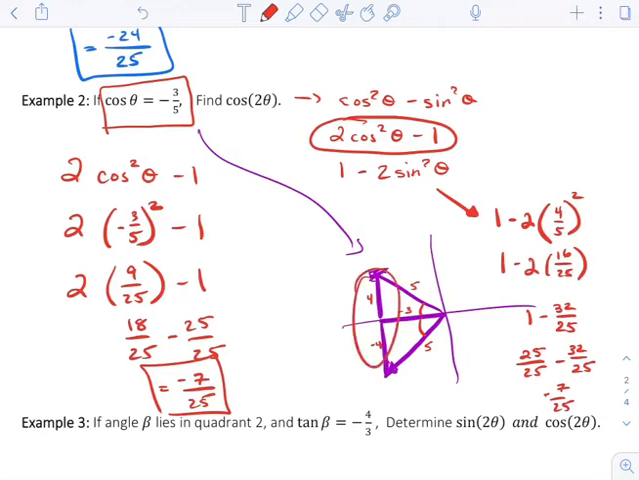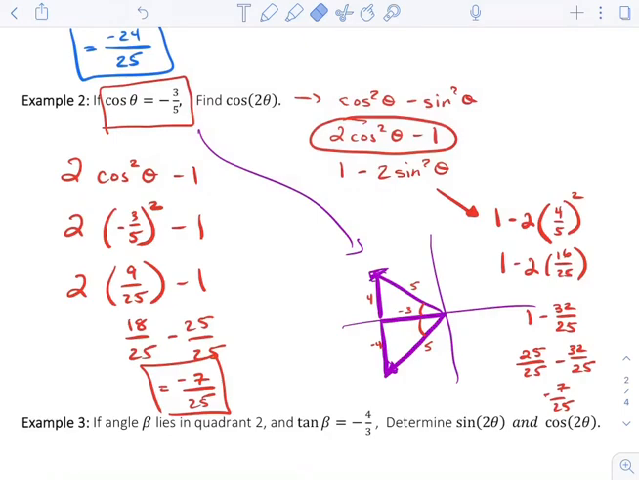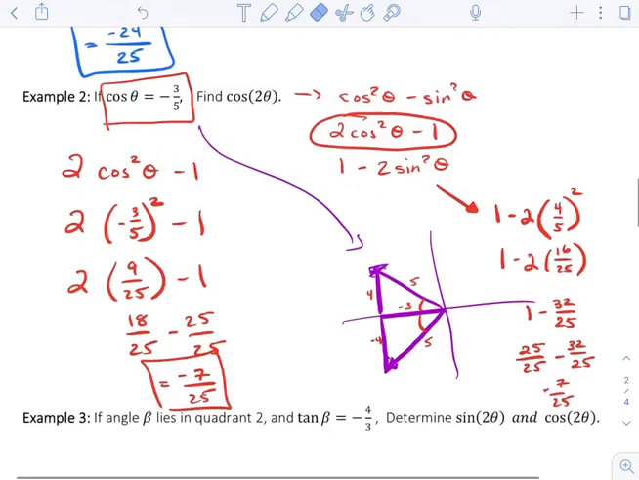It didn't say what quadrant the question was in, but it didn't matter because it told me cos theta is equal to negative 3 over 5. So I might as well just use the formula that has cos in it and avoid all those problems altogether. So I didn't have to do all this stuff on the side. But it didn't matter. It worked out to be the same answer.